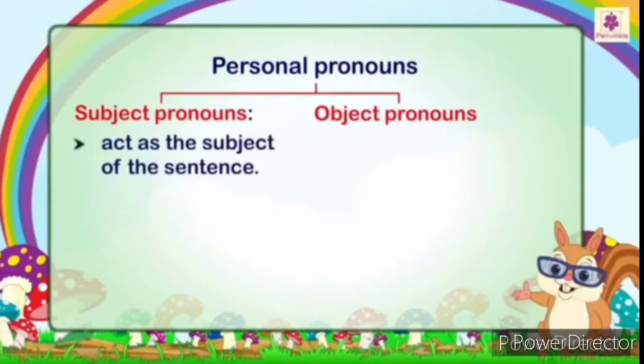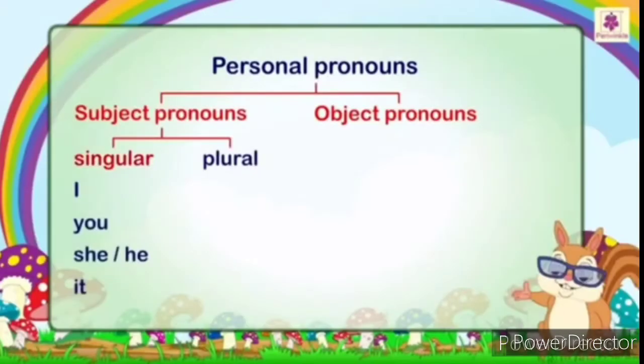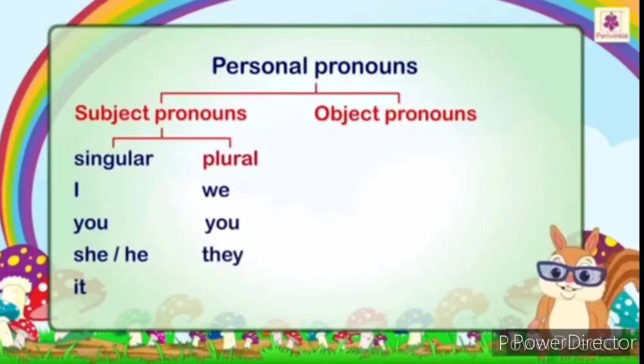Personal pronouns are further divided into subjective pronouns and objective pronouns. Subjective pronouns act as the subject of the sentence. Look at the singular and plural forms of subjective pronouns. Subject pronouns in singular are I, you, he or she, it. These are the singular forms of subject pronouns. The plural forms of subject pronouns are we, you, and they.